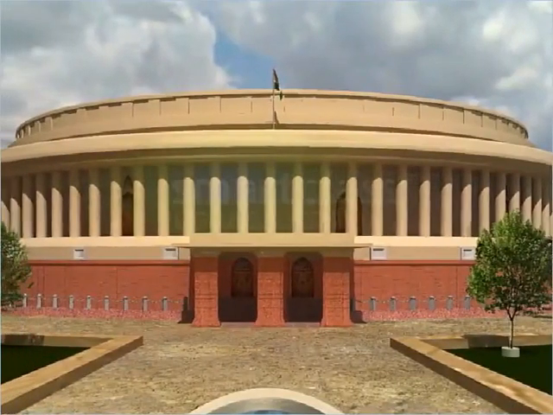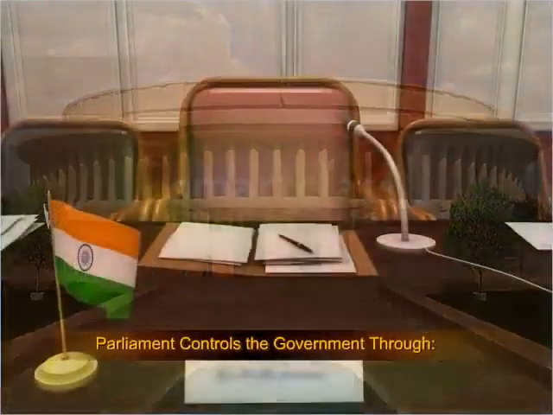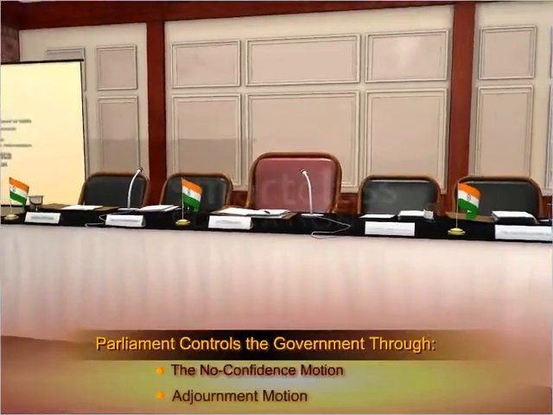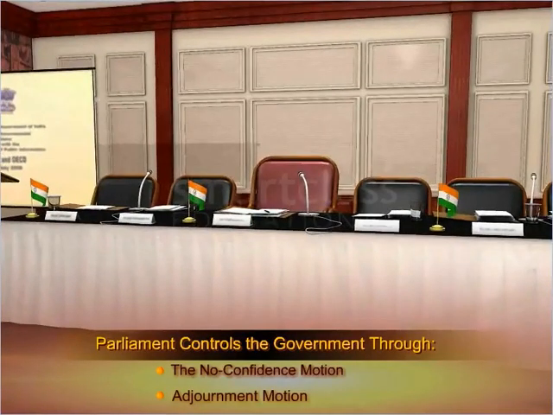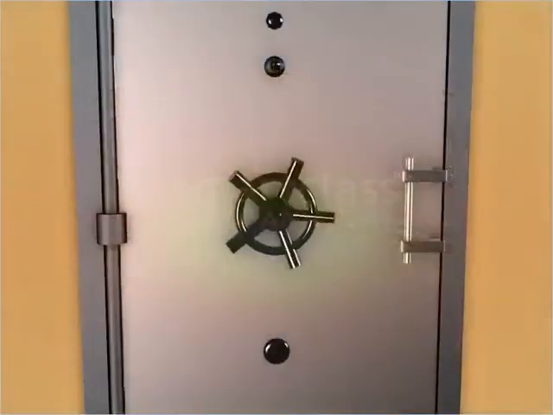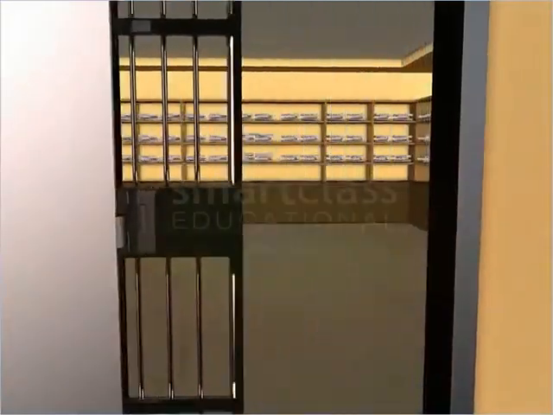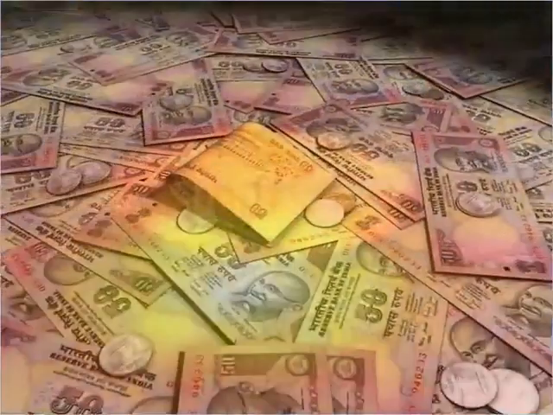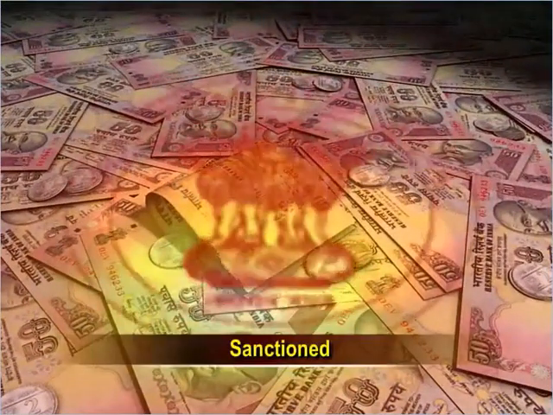The Parliament also exercises control over the government through various devices like the no confidence motion and adjournment motion. The Union Parliament is the custodian of the national purse and maintains a strict control over the budget of the government. Public money cannot be spent by the government without parliamentary sanctions.